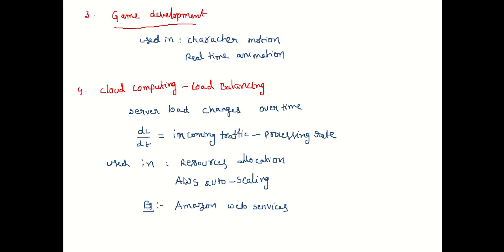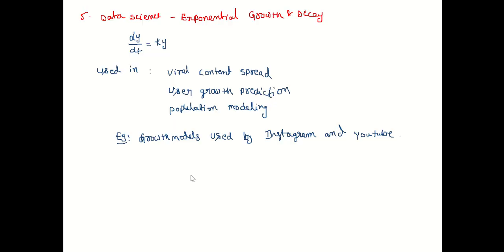Cloud computing and load balancing. Server load changes over time. So dL by dt equals incoming traffic minus processing rate. So here we use the differential equations. Real time example, Amazon Web Services. Next application is data science and exponential growth and decay. dy by dt equals ky, used in viral content spread, user growth predictions, population modeling. Example, growth models used by Instagram and YouTube.